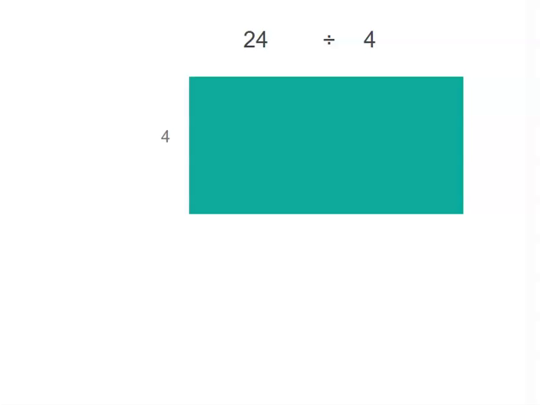Okay, so what number multiplied by 4 would give us an area of 24? Well, I know that 4 5s are 20, so I've worked out the green portion. The area of the green part is 20. My total area is 24, so my grey part must have an area of 4, because 20 plus 4 makes 24. Well, 4 1s are 4, so that means that measurement on the bottom of the grey rectangle is 1. I now know that 5 plus 1 equals 6, so 4 times 6 equals 24. Therefore, 24 divided by 4 equals 6.